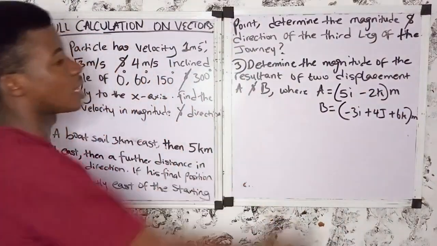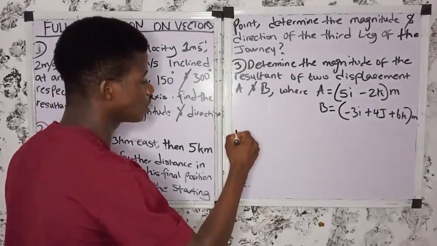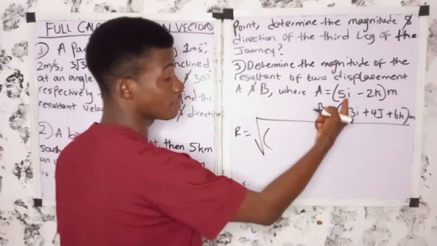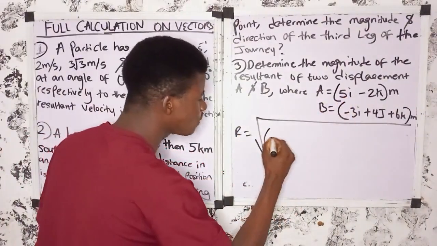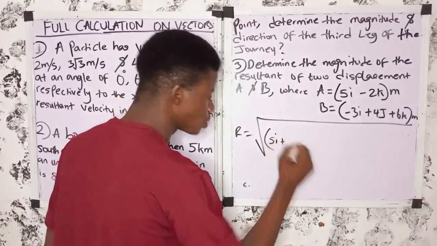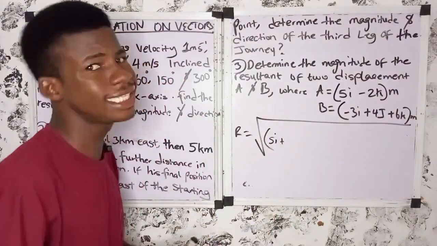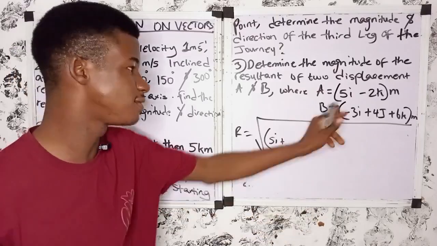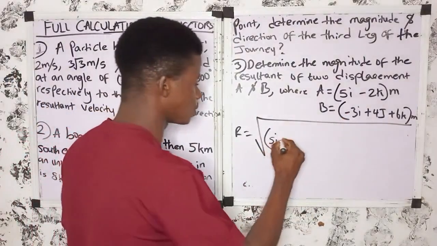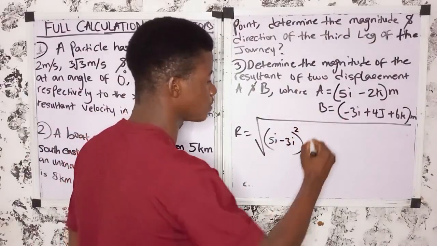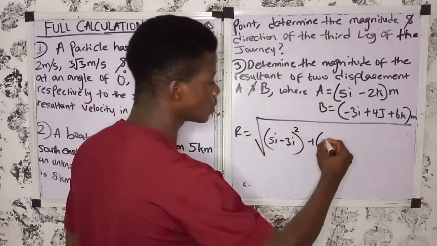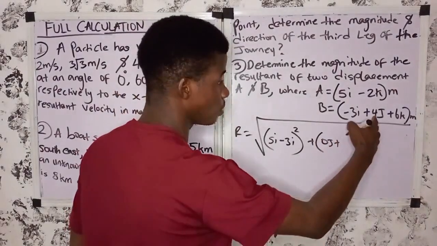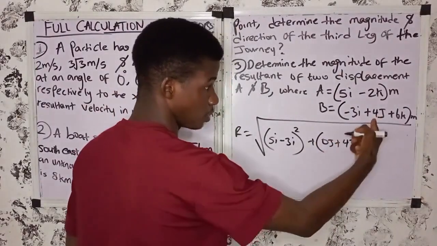Let me just show you how. Now, let's calculate the resultant. It's very easy. The resultant is equal to the square root of the bracket open, we had 5i plus, now look at 3i. Please always be careful of the sign. 3i carries a negative value, so it will be minus 3i, bracket close, then we take the square. Then plus, A does not have j, so we just place 0j there, then plus 4j, which is positive, then bracket close.